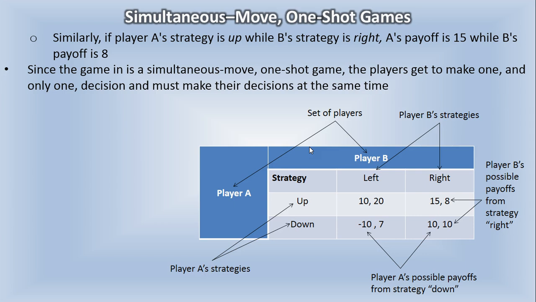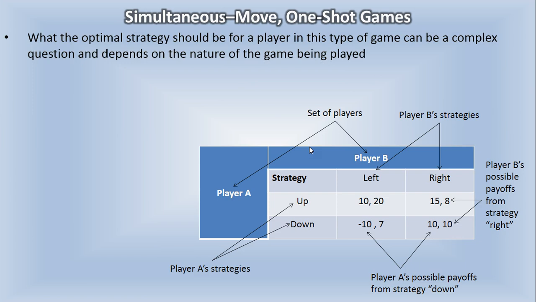Since the game is a simultaneous move one-shot game, the players get to make one and only one decision, and they have to make their decisions at the same time. Also, the players cannot make conditional decisions. Well, I'll choose up, but if they choose right, I'll choose down instead of up. They can't make those kinds of conditional decisions because everybody's making the decision at the same time.